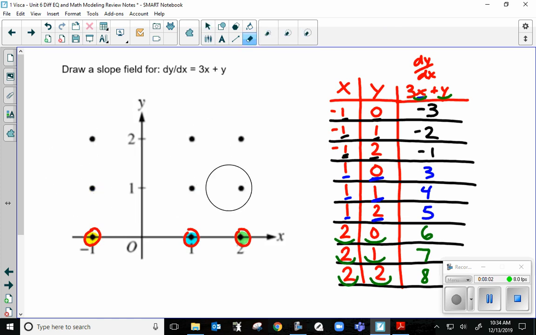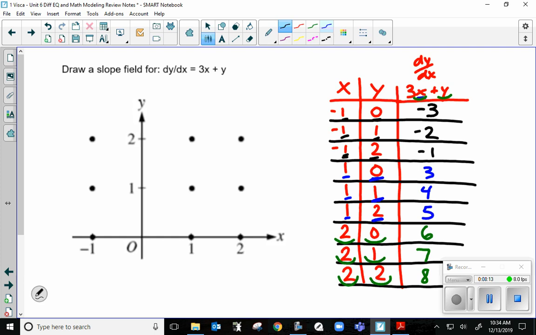Okay, I'm going to get rid of these little visuals that I use to create our table here. I need to put a slope. Let's start at my -1. When x is -1 and y is 0, I get a slope of -3. So it's going to be negative, something like that, 3.